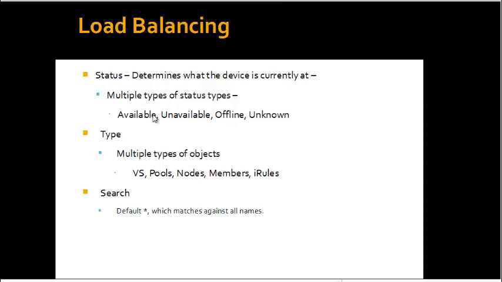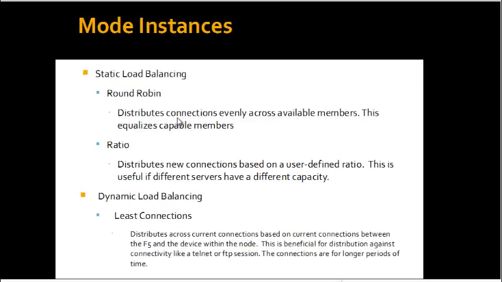And again, just some things we talked about. The network map shows us status: available, unavailable, offline, unknown. It gives us multiple types of objects: virtual servers, pools, nodes, members, iRules, and the search function. Just depending on how big your virtual servers are or however many devices you have within that.